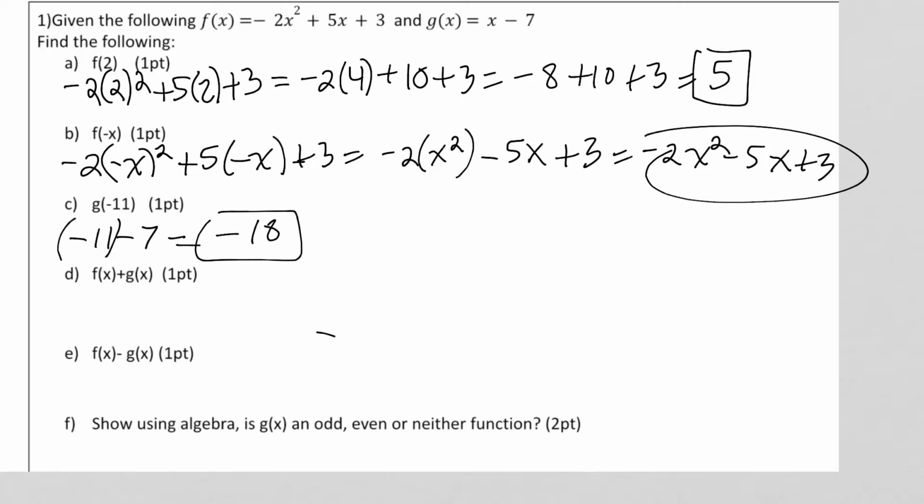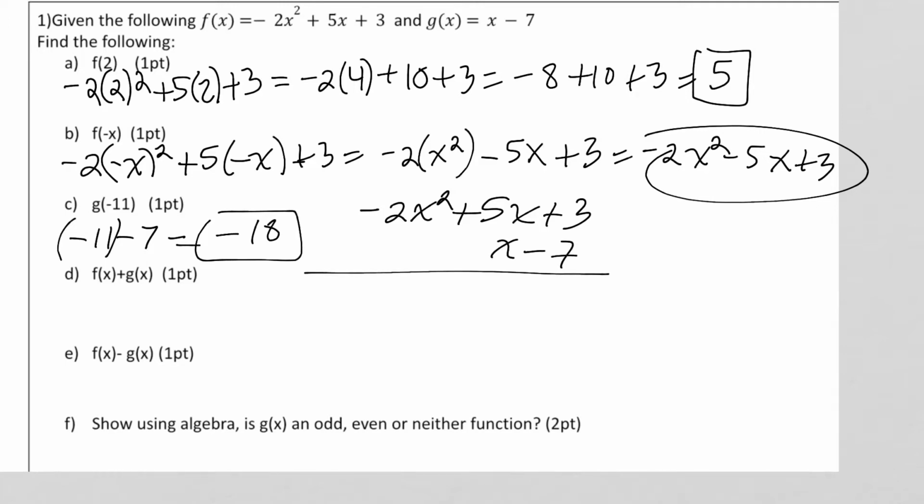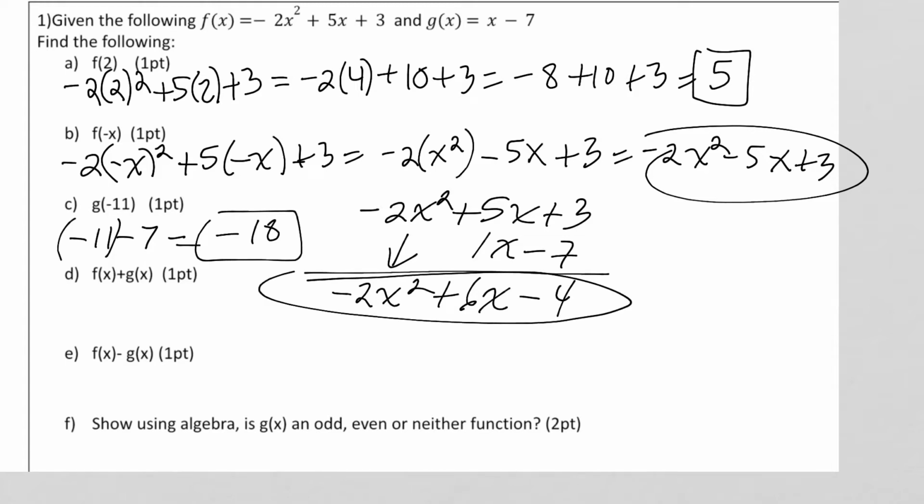Okay, for part D, we're doing f of x plus g of x. So we're adding these 2 functions together. I'm going to line them up underneath each other so I have like terms. Here's my f. My g function I'm going to put right in the exact position where there are like terms. I have a 5x plus a 1x, so that's 6x. I have 3 minus 7, that's a negative 4. Can't add these together, that's your answer.